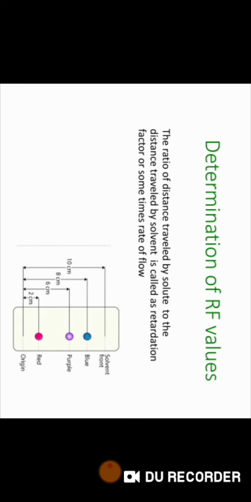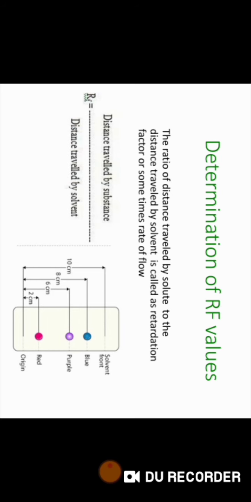As we know, RF is the ratio of the distance traveled by the solute to the distance traveled by the solvent. It is also known as the retardation factor. So what is the formula for it? The formula says distance traveled by substance or solute divided by distance traveled by solvent. Now we'll have a short example to know how the RF value is calculated. In the figure we have some important things. At the bottom there is the origin, then the red spot, purple, blue, and after that the solvent front. Now we'll take one representative spot, that is the blue spot. So how do we calculate the RF value for the blue spot or blue component?